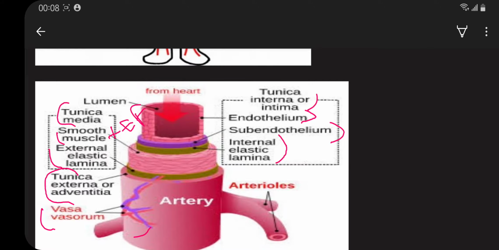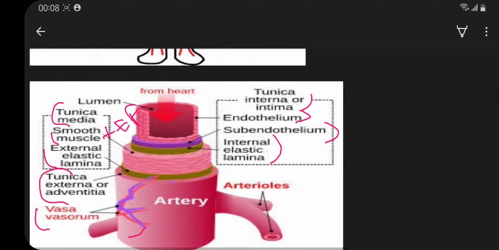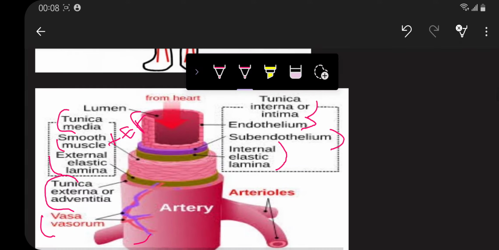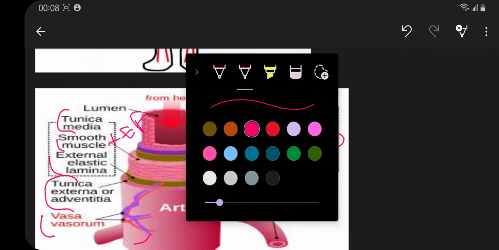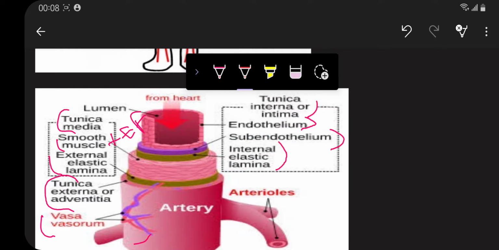In arteries, the tunica media, the middle layer, is actually the thickest one. So this one is the thickest one. And if we section an artery, it will appear as very round, okay? And the wall is pretty tight compared to a vein.